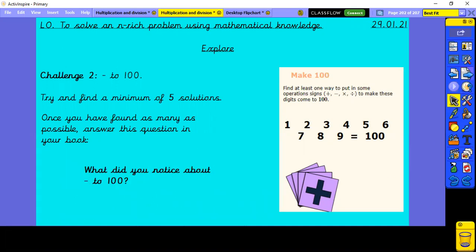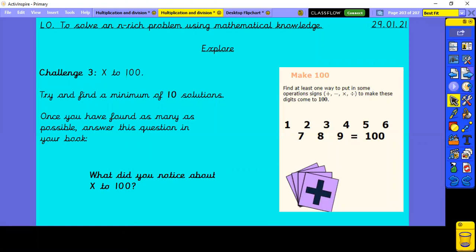Okay, well done. Now we're on to challenge 2. So we're doing subtracting to 100. Again, you can only use each of the digits once and your answer always needs to be 100. Again, I want you to find a minimum of 5 solutions. And once you have found these, answer the question, what did you notice about subtracting to 100? And use a full sentence to answer this question.